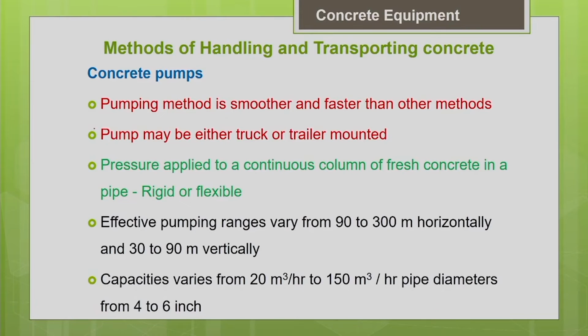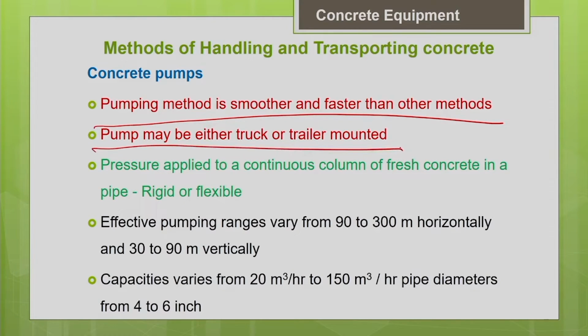Okay, so the pumping is smoother and faster than other conventional methods. Basically what you do in pumping is you allow the concrete to flow through pipelines. So how will it flow? You have to apply pressure to the concrete flowing through the pipeline with a pump, and then allow it to flow through the pipelines. Based upon the mobility required at the construction site, it can be either truck mounted or trailer mounted. Basically what you are doing here is you are applying pressure to a continuous column of fresh concrete in a pipe.